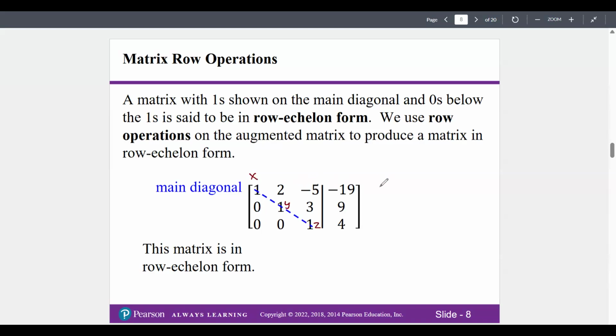This is representing an x and a y and a z, and we're getting zeros here. We like this form because it gives me 3 equations. This one gives me x plus 2y minus 5z equals -19. It tells me that y plus 3z equals 9. And here it tells me that z is just equal to 4. With a system, I can use this to quickly solve, because now that I know z is 4, I can easily find y, and then I can easily find x. We call this row echelon form.